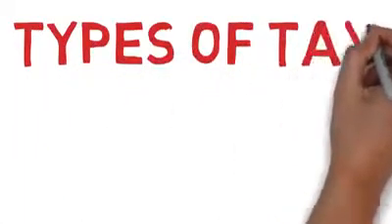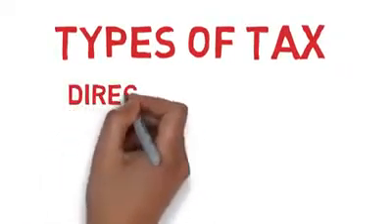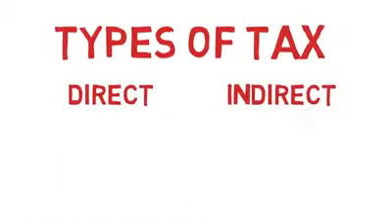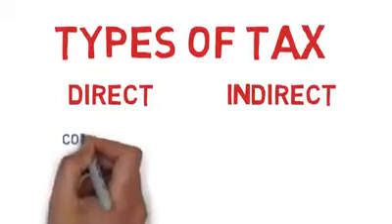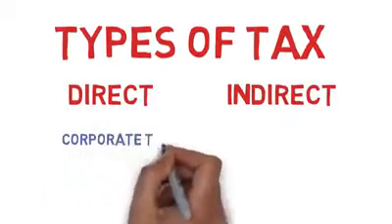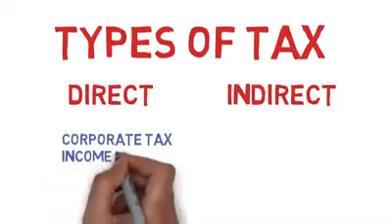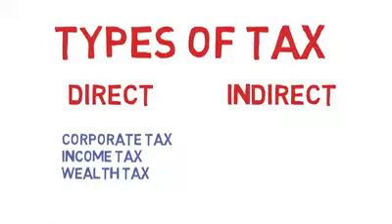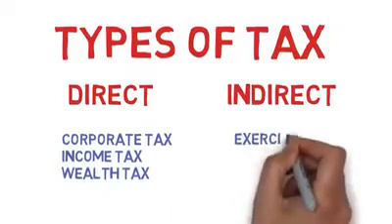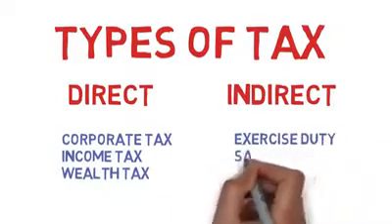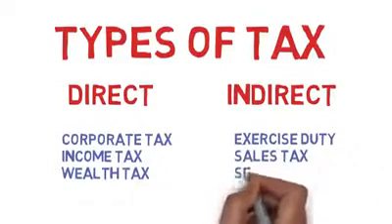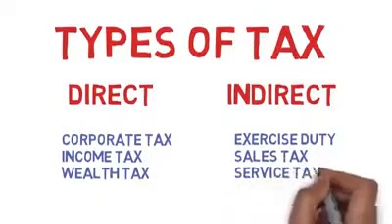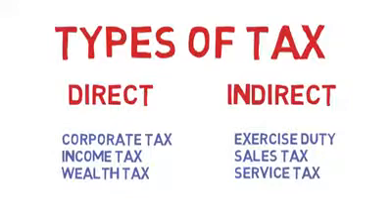There are actually two types of taxes. One is direct tax and the other is indirect tax. A direct tax is one whose liability cannot be shifted to someone else, like corporate tax, income tax, wealth tax, etc. But an indirect tax is a tax whose liability can be shifted to someone else. It includes central excise tax, sales tax, services tax, etc.